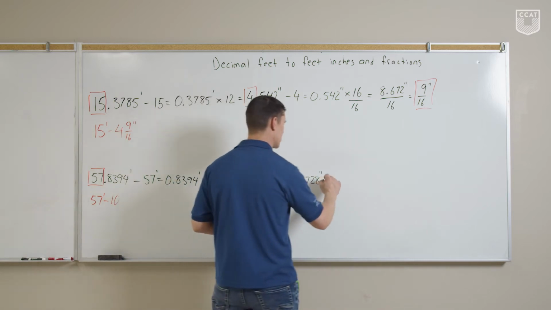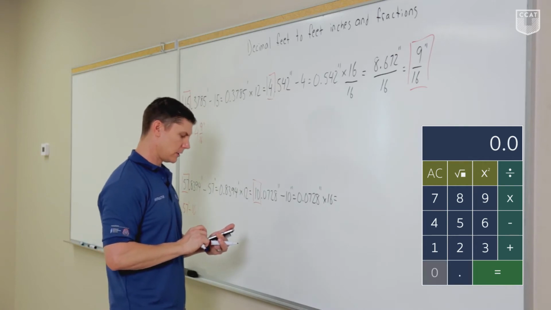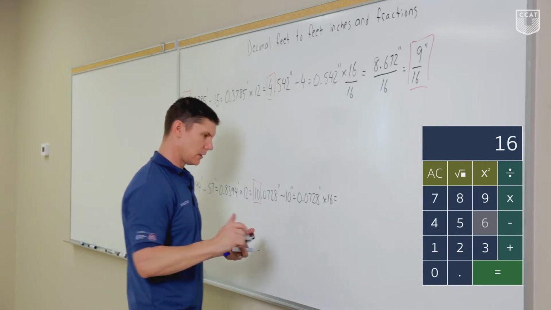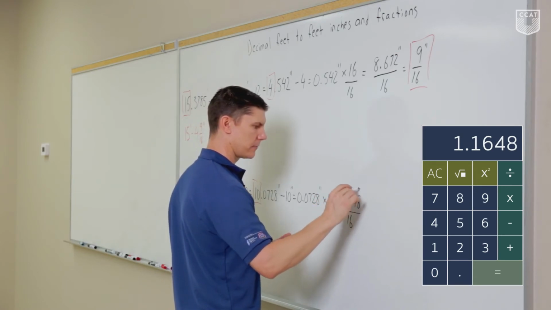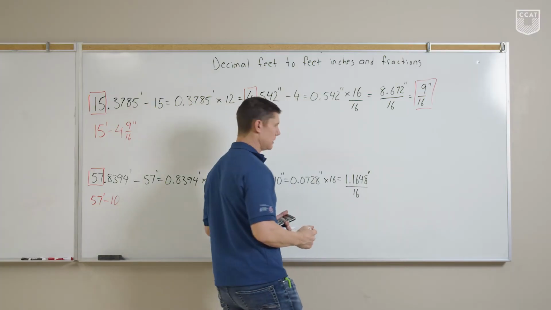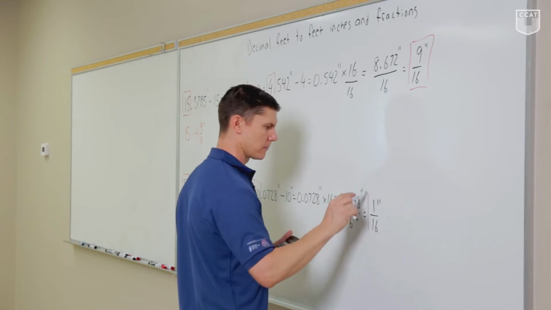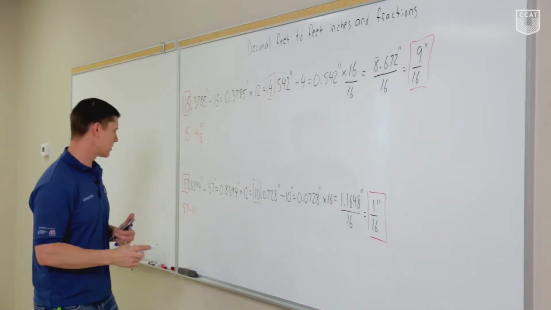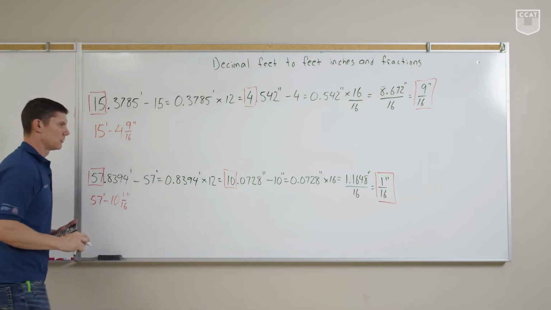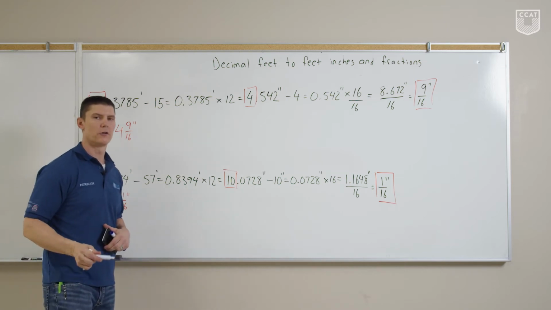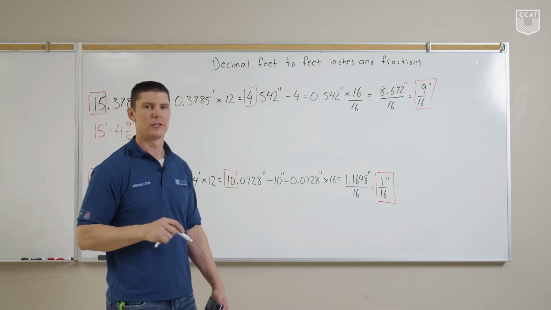Again, we're going to multiply that by 16 to get it to the nearest 16th. So 0.0728 times 16 equals 1.1648 over 16. We're going to round that to the nearest 16th. So we've got 1/16 of an inch. So our final answer would be 57 foot 10 and 1/16 of an inch. So those are the steps that we're going to take to go from feet, inches, and fractions to decimal, and from decimal to feet, inches, and fractions.